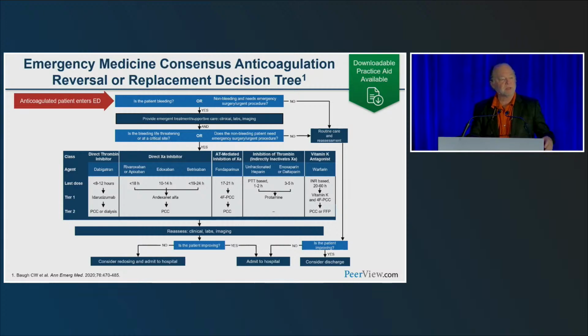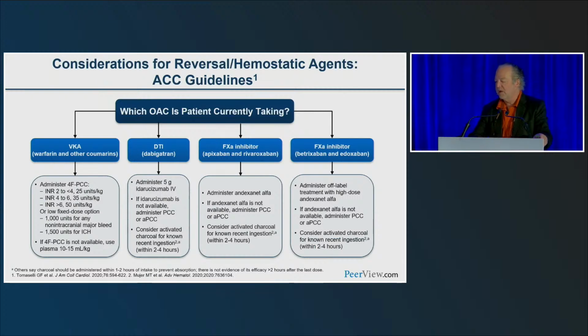But we have 4-factor PCC, Kcentra. It works immediately. It's excellent. I used to use plasma because it's cheap, and I'm in a county hospital. And I did that until the one time I gave this guy a liter of plasma, and that's what it takes. It was actually the guy with a bleed into his epiglottis, and he immediately went into heart failure. It's like, oh crap, I'm not making things better, I'm making it worse. And so I don't use plasma anymore. It's cheap, but complications are expensive, and I don't want any more of those. So it is the perfect agent for warfarin.